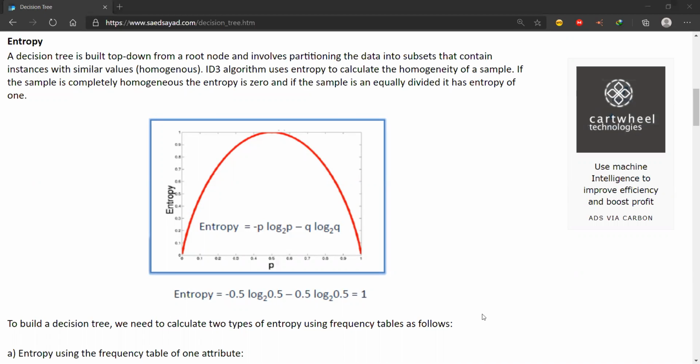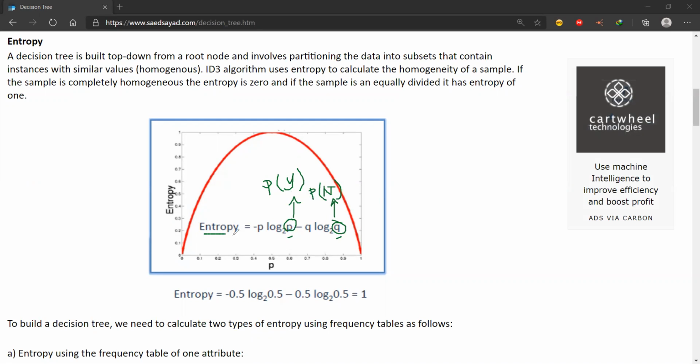Now the question is, what is this p and what is this q? This p and this q represent the classes in your data. So in our case, in our data, we have two classes, yes and no. These numbers represent the probability of the yes class and the probability of the no class.